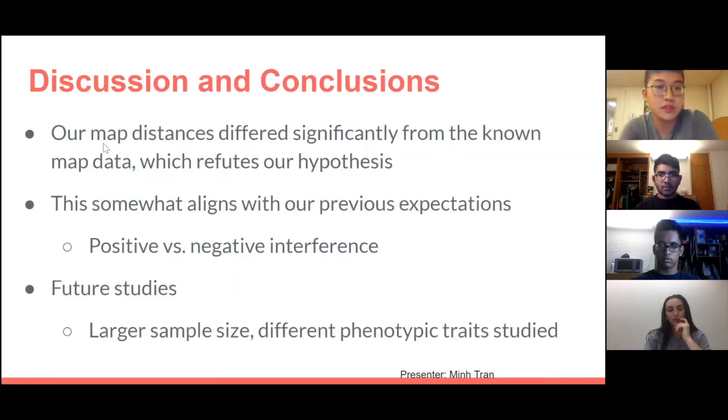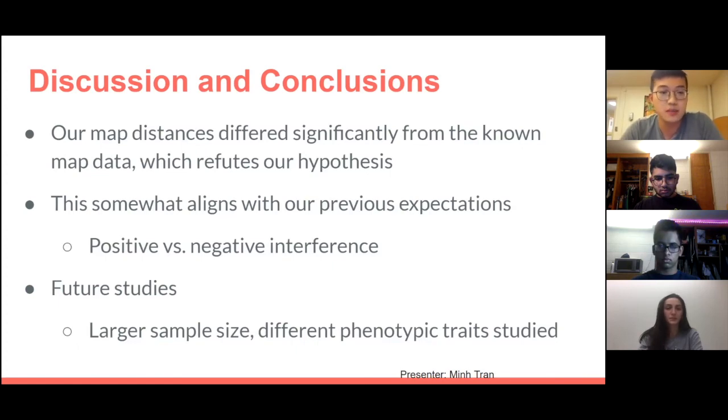So our calculated map distances differed significantly from the known and accepted map data, as Mo just alluded to. So given this information, our hypothesis is refuted because clearly the distances between loci had some type of effect on the accuracy of the mapping data in order to induce a significant difference. So this somewhat aligns with our previous expectations. On one hand, we did indeed expect the hypothesis to be refuted.